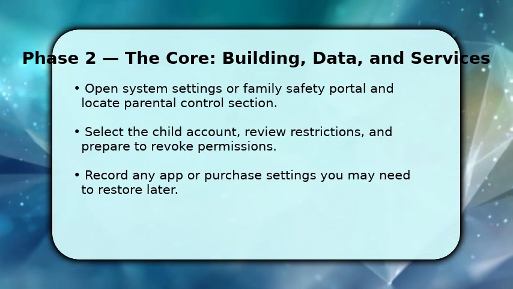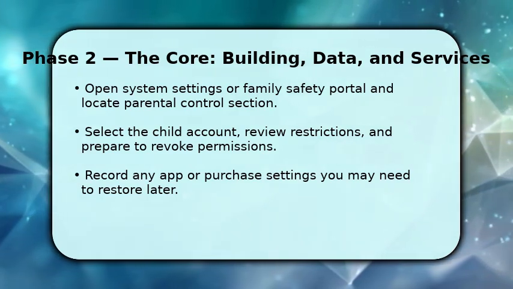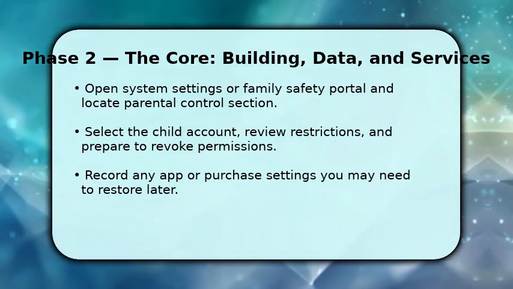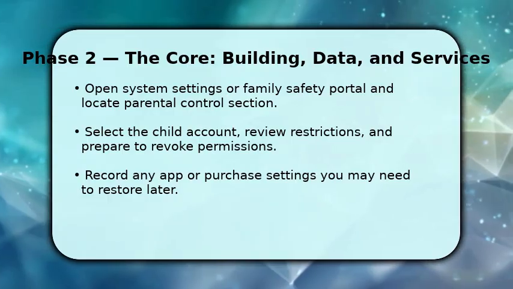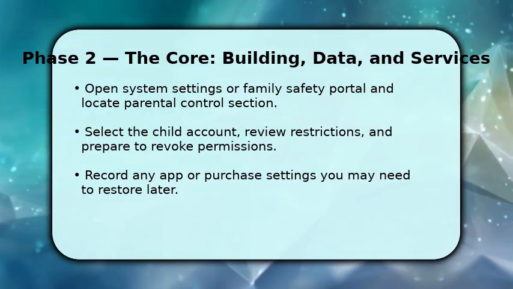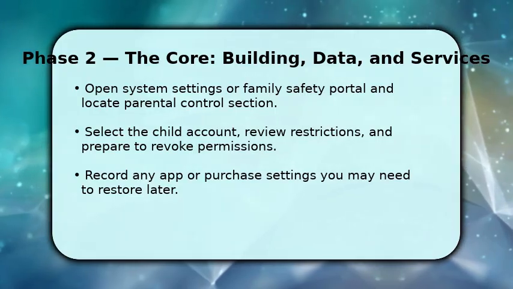You now navigate to the Family or Parental Controls area on Windows, Mac OS, iOS, Android, or the Platform portal. Once there, select the specific child account and review each restriction: screen time, app limits, purchase approvals. Remove app blocks and change screen time limits, or toggle off the supervision setting.